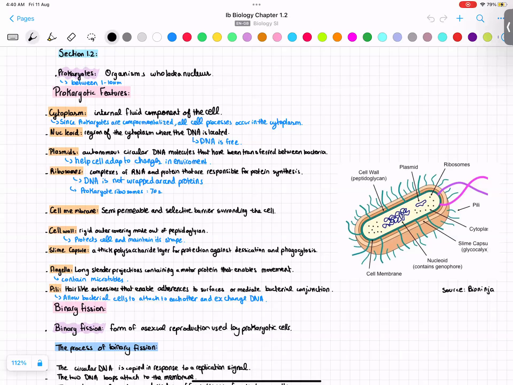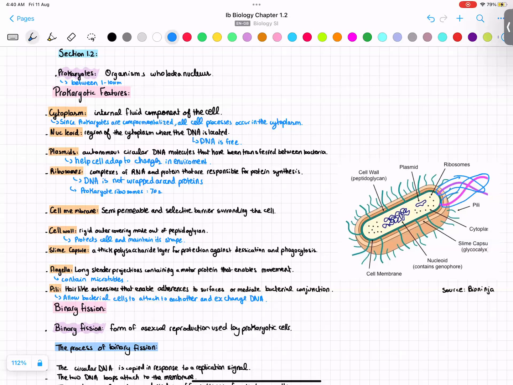And you have the flagella. A flagellum is a long, slender projection containing a motor protein that enables movement. So it's in charge of movement. Flagella are actually not shown in this image, oh, these are the flagella. I think maybe the image is not complete, but these two are the flagella.